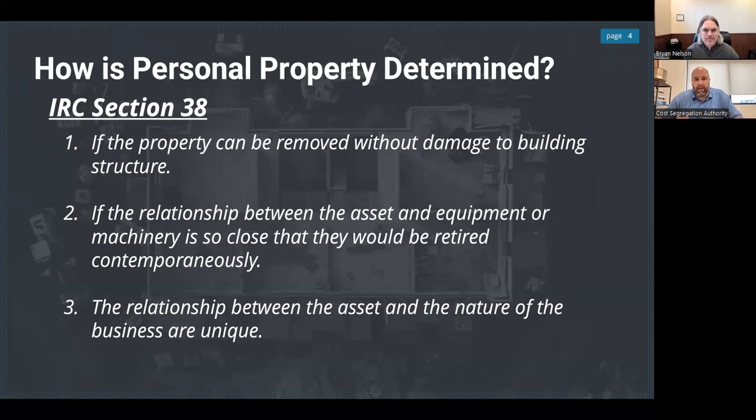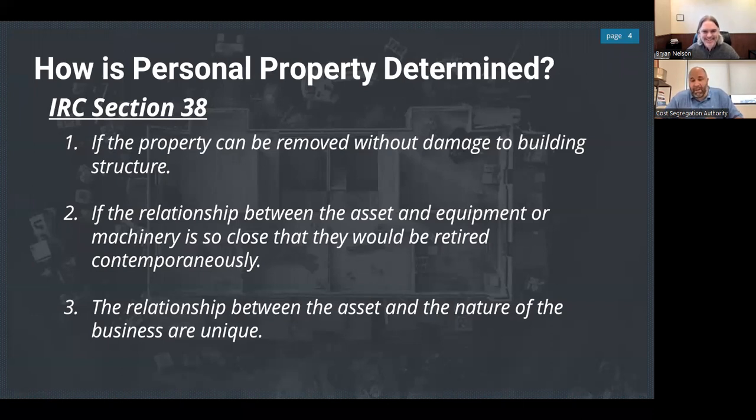And then the third is the relationship between the asset and the nature of the business are unique. I'll give you an example of that. I don't know, have you heard of, or do you know what mead is, or a meadery that produces mead? I don't. That's all right. I didn't either at the time.